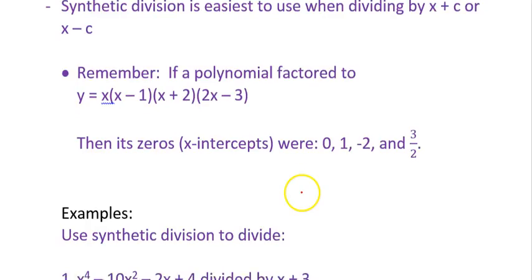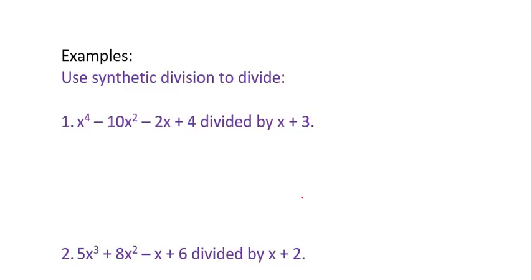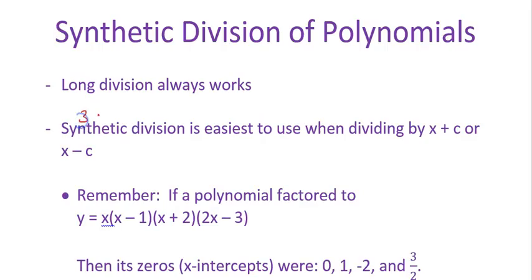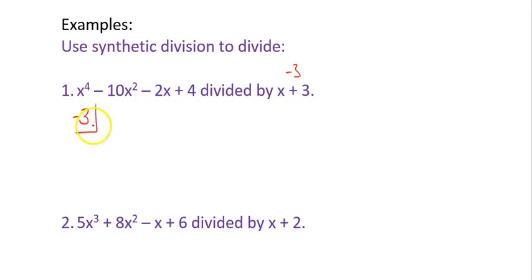All right, we're going to work on this synthetic division now, and you may have done this before. So we're going to use synthetic division to divide these problems. What you want to do is not use the factor, you want to use the 0. So the 0 for this would be negative 3. That's what you want to put in the box. Okay, so I put the negative 3 in the box.